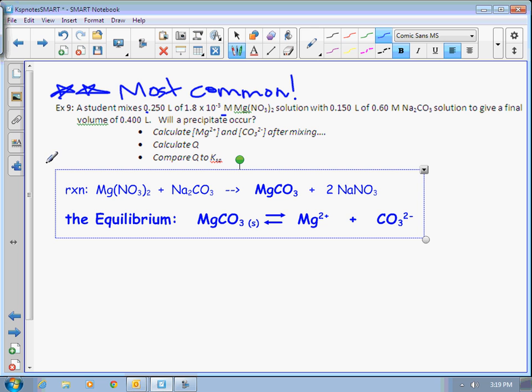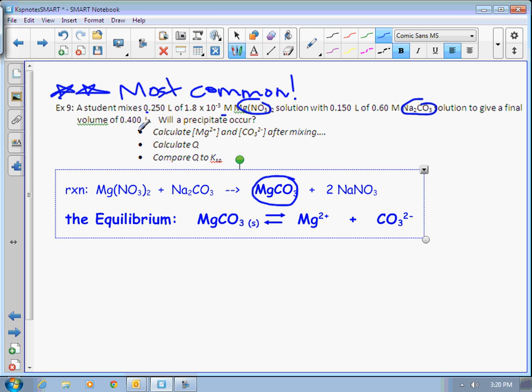All right, so this is what I really like to do with Q versus KSP: your classic double replacement reaction. Here we're going to react magnesium nitrate with sodium carbonate. This is the classic double replacement reaction that's taking place. You could have done that in CP Chem or even regular chem. But for us, what we really care about is what's going on with the magnesium carbonate. This is the equilibrium that we care about: assuming we made that magnesium carbonate, how much of it would actually stay dissolved in solution?